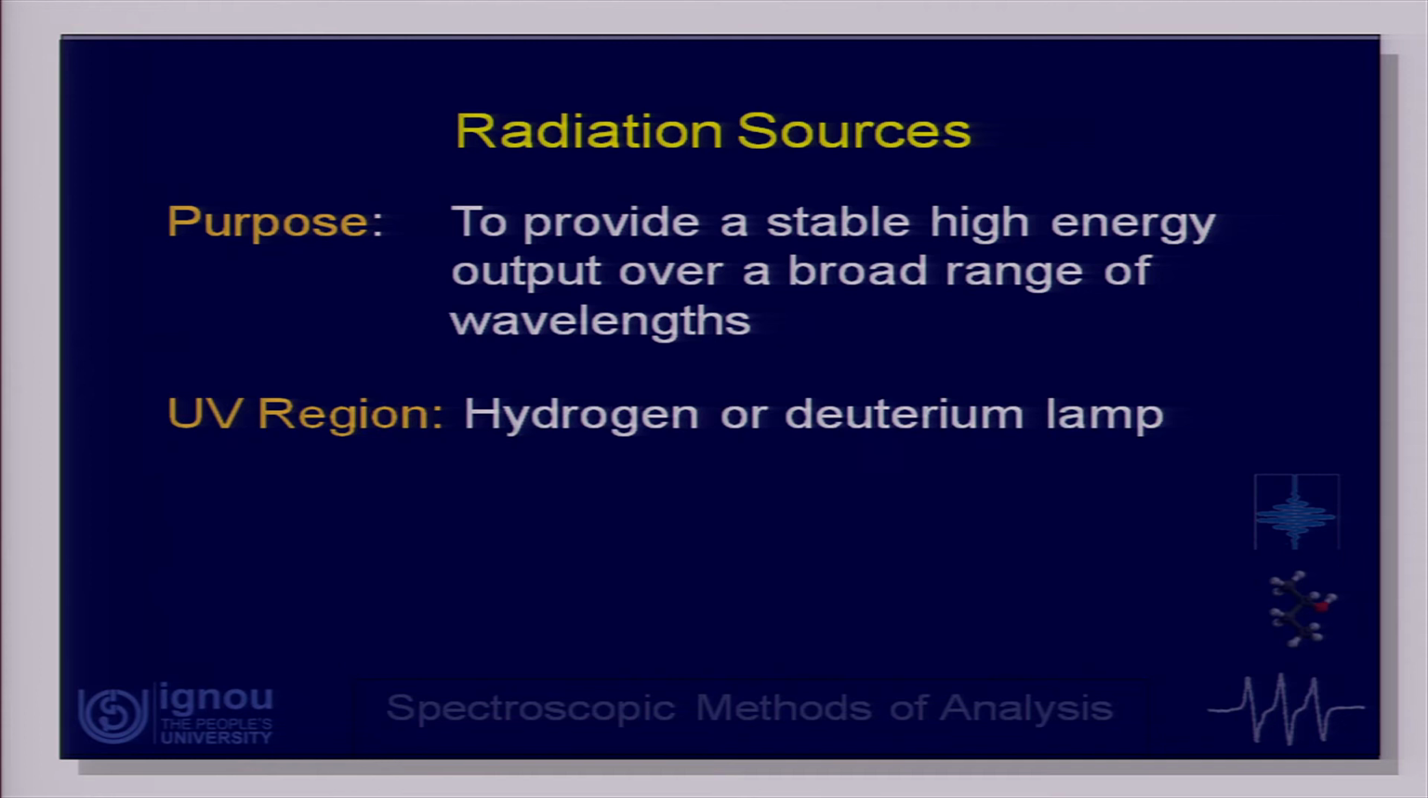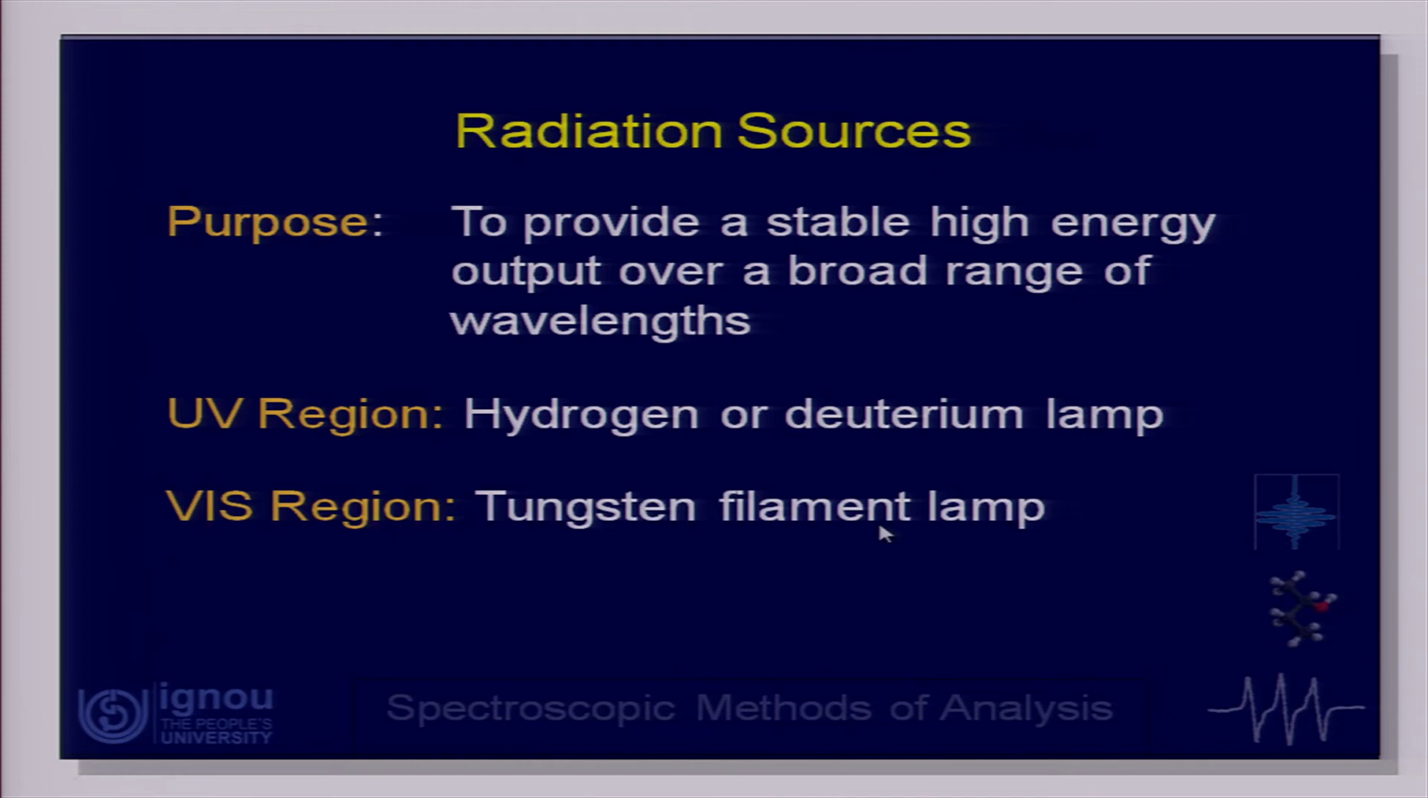For the UV range, we use a hydrogen or deuterium lamp. For the visible range, we use a tungsten filament lamp, and for the UV visible range, we try to use xenon lamps. So, there are three kinds of sources depending on the region. Suppose I want to make a measurement in the UV range only, probably I will use only a hydrogen lamp or a deuterium lamp.